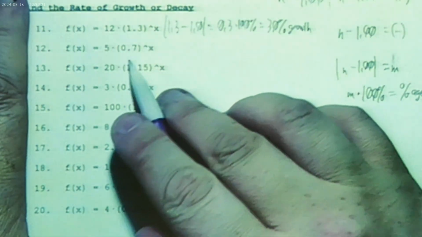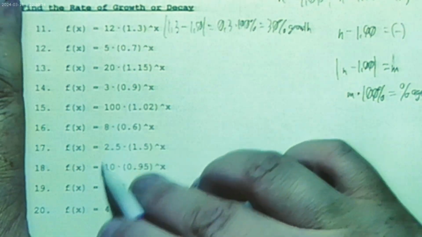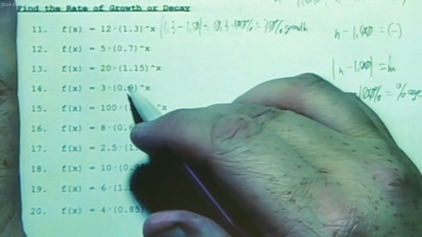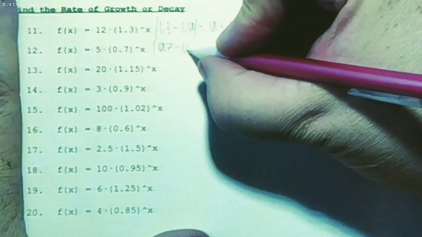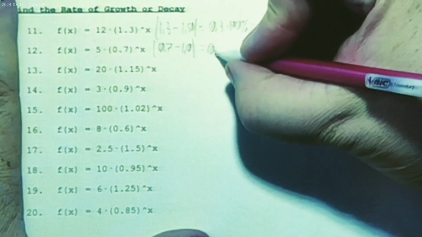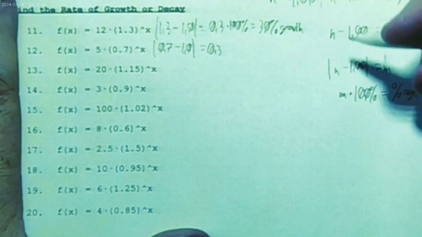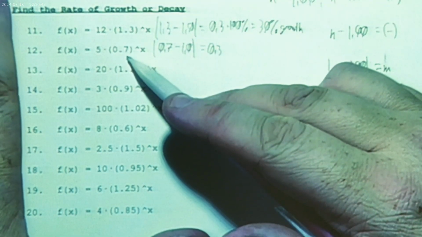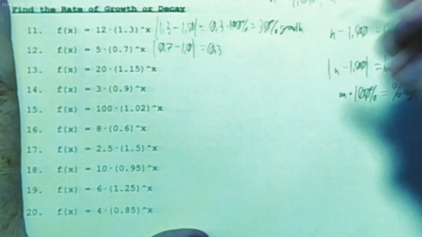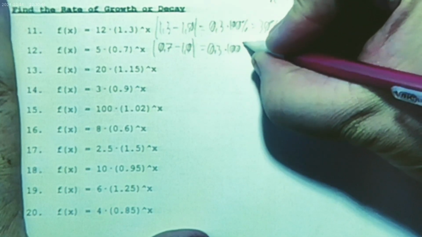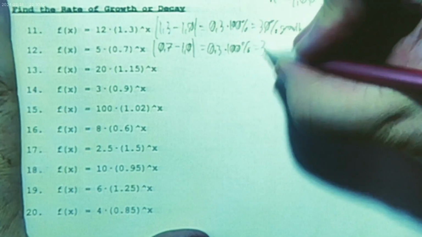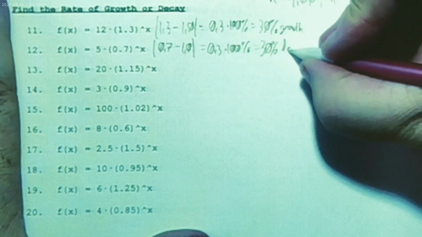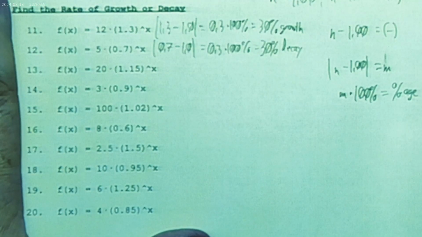So we've got 0.7. Again, the initial value means absolutely nothing in the context of solving for growth or decay. So I'm going to take the absolute value of 0.7 minus 1.0. That's going to give me 0.3. Now I know it's going to be a decay because this number is less than 1. But I'm still going to multiply this through times 100%. And that gives me 30% decay, which is the correct answer.